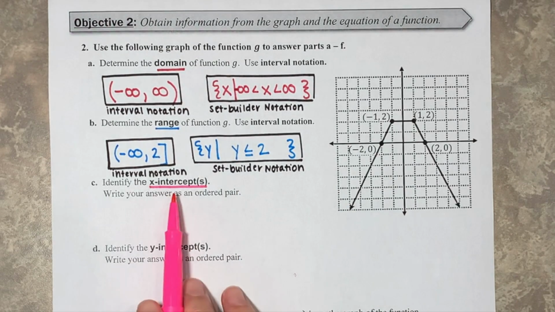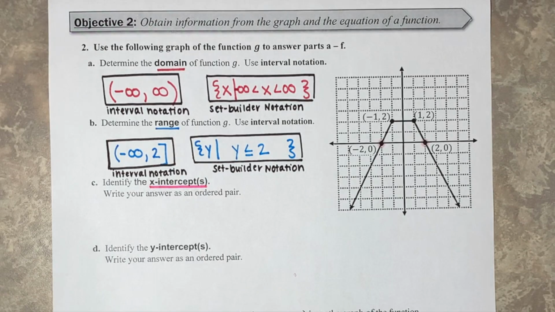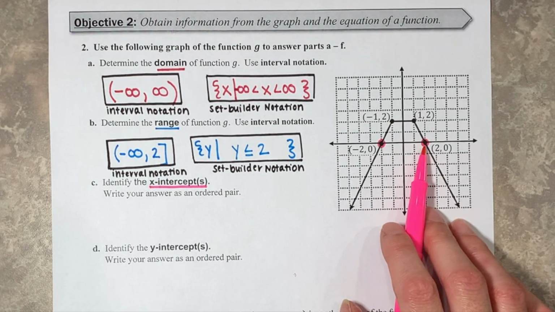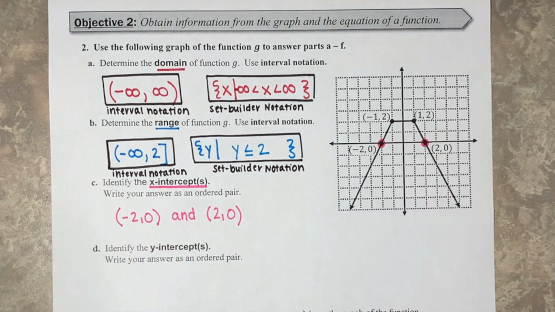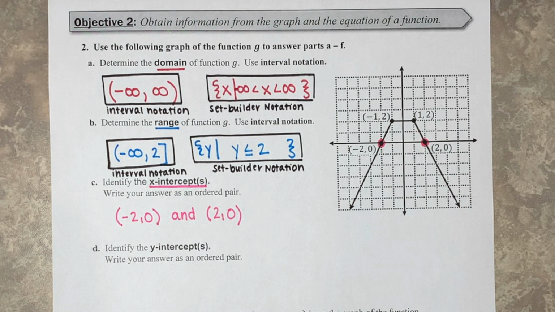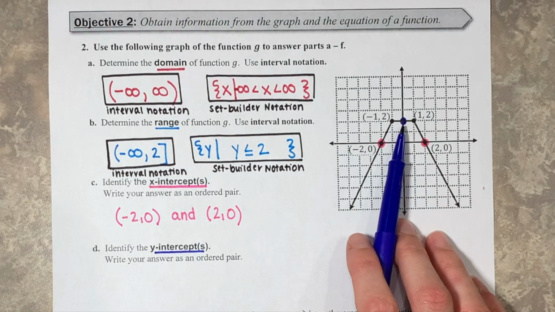Next, we're asked to identify the x-intercepts. The x-intercepts are where your graph crosses or touches the x-axis, which would be right here on our graph. So that would be the ordered pairs (-2, 0) and (2, 0). Next, we're asked to identify the y-intercept on our graph. The y-intercept is where the graph crosses the y-axis, which would be right here.